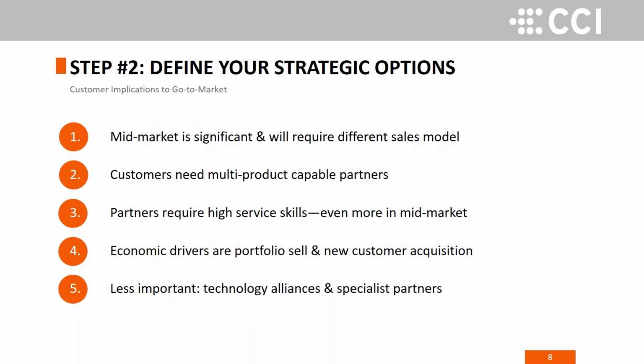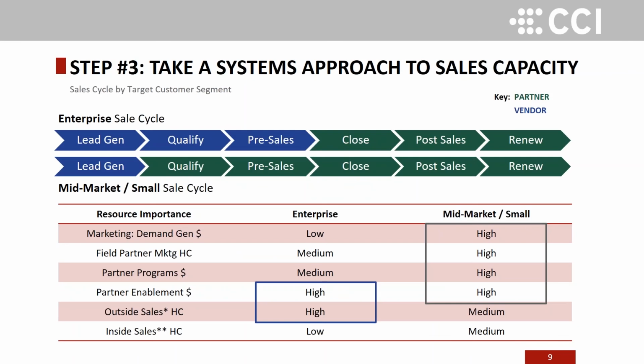We also found that it was less important to have technology alliances. That goes back to the point that customers told us they weren't expecting complementary products to necessarily be sold with this. And there was less importance on specialist partners because most customers told us they were using one partner and expected to buy multiple product categories. If you have specialists, you're either going to require multiple specialists to work together, or you're only going to sell whatever the specialist sells and miss out on the other product categories that the customer said they would like to buy from you.